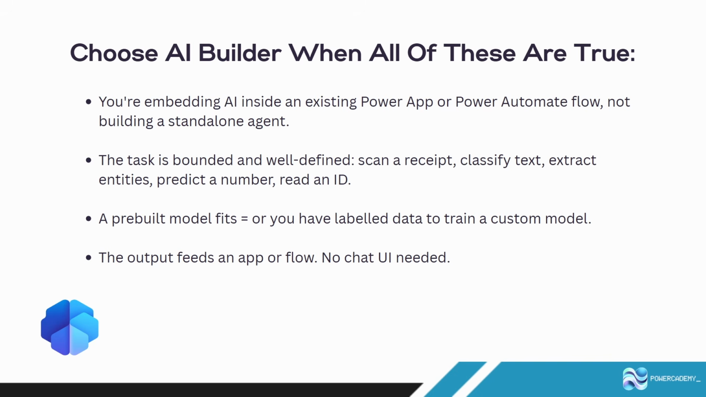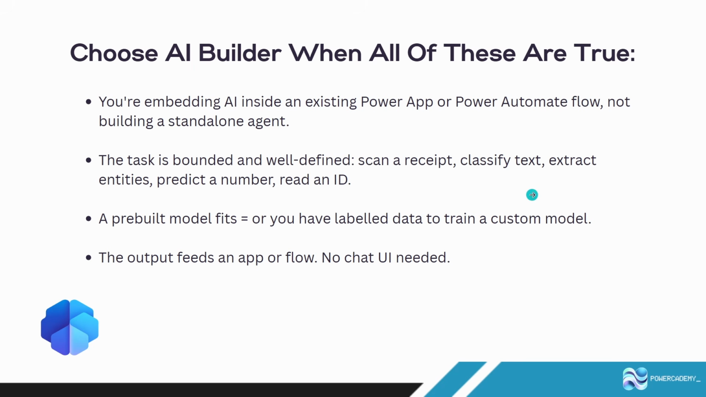You're embedding AI inside an existing Power App or Power Automate flow, but not building a standalone agent. So the way AI Builder works, for anyone that isn't familiar, is it gives you two options: custom models and also pre-built models. Custom models you train on your own data. Pre-built models are effectively already trained and do generic tasks like scanning receipts or reading invoices, and you can just plug and play them within your solutions.